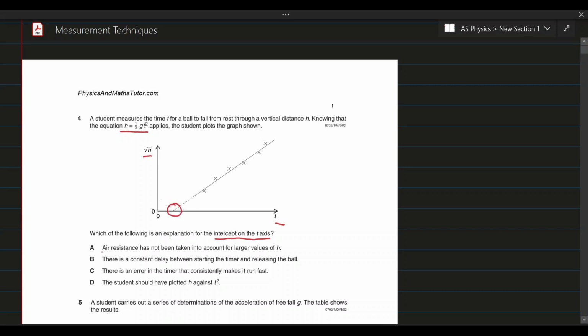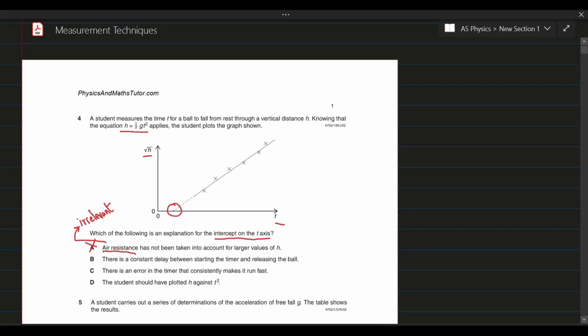First see the first option, that says that air resistance has not been taken into account for larger values of h. First of all, air resistance is irrelevant in this context. It has no relation to this graph. Secondly, that there's a constant delay between starting the timer and releasing the ball. This would be an option. Let's see the other options.